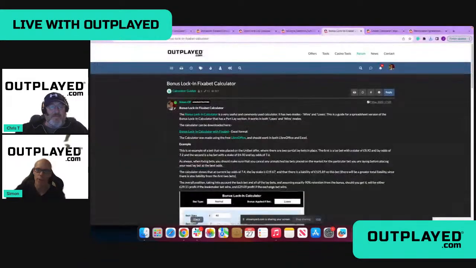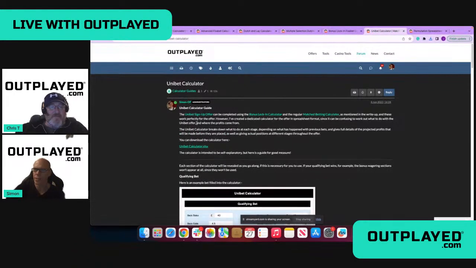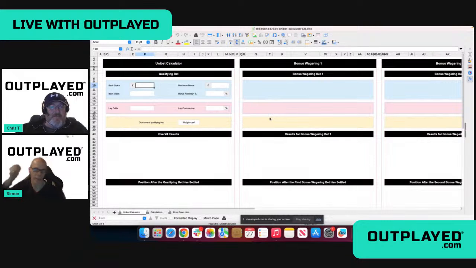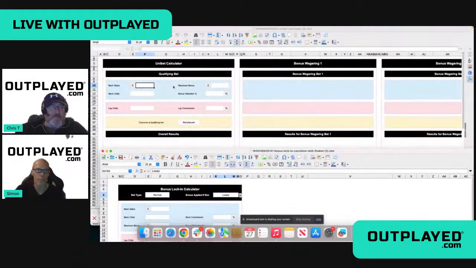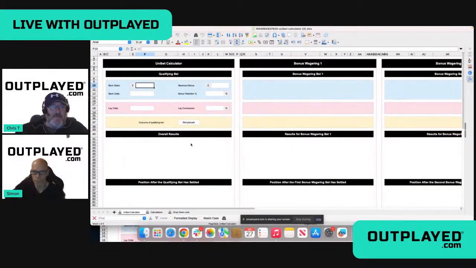The Unibet calculator I came up with just because some people find the Unibet offer a little bit confusing in terms of where their profits come from. Again, there's a guide, and this basically guides you through each stage. There's a qualifying bet, you enter that in, and it automatically populates this as you go through. You fill it in, it tells you what to do, and it tells you what your overall position is at each different stage.